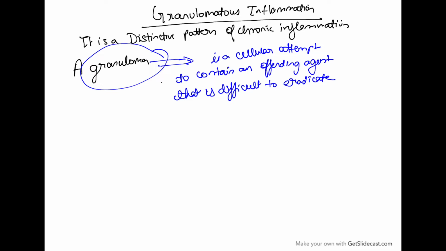Today we will very briefly see granulomatous inflammation. What is granulomatous inflammation? It is a distinctive pattern of chronic inflammation only. Now, what is a granuloma? Granuloma is a cellular attempt to contain an offending agent that is difficult to eradicate. So it tries to contain that agent. So that is granuloma.